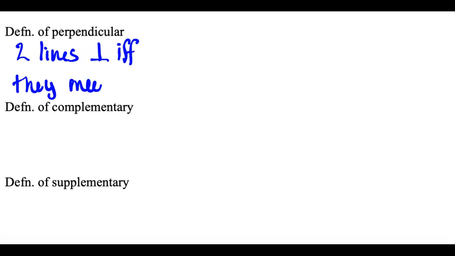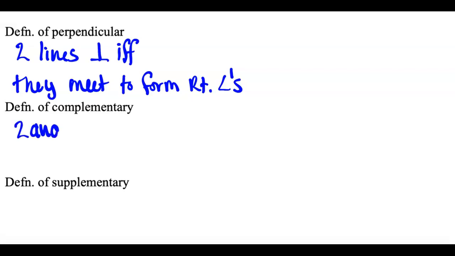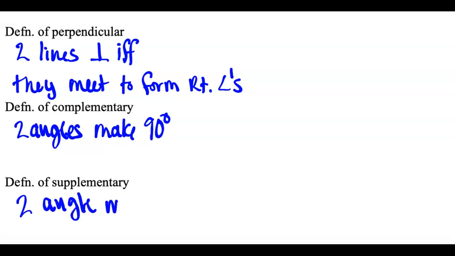These other ones we've seen as well. These are not new to us. So two lines are perpendicular if and only if they meet to form right angles. Vertical angles, no, we're not doing that one. So definition of complementary is two angles make 90 degrees, and the next one is two angles form to make 180 degrees.